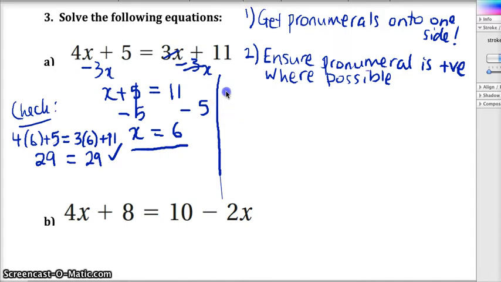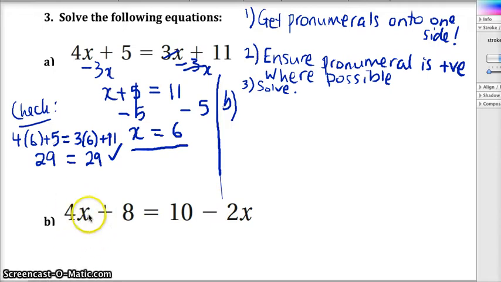Okay, let's have a look at question B. I'm going to show the working out here. So first step, get the pronumerals onto one side, ensuring the pronumeral is positive where possible, and the third step is to obviously solve for your pronumeral, isolate the pronumeral. In this one I've got 4x plus 8 equals 10 minus 2x.